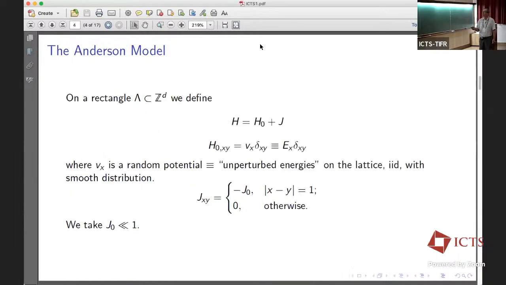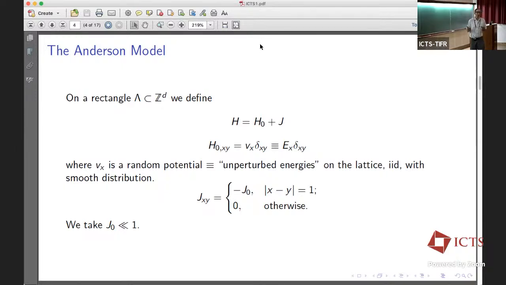So here's the Anderson model, the simplest model that I could come up with. The off-diagonal elements are basically a nearest neighbor hopping term, and then we have a diagonal disorder given by an operator. J is the hopping matrix. H0 is the unperturbed energies, representing the random potentials at each site, delta x, y. These are going to be IID, with a smooth distribution, the usual Anderson model. And the hopping is just nearest neighbor hopping.